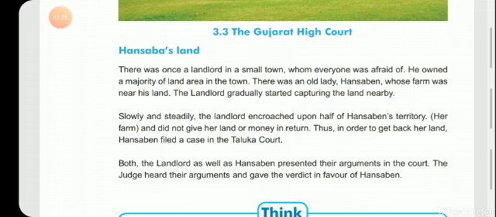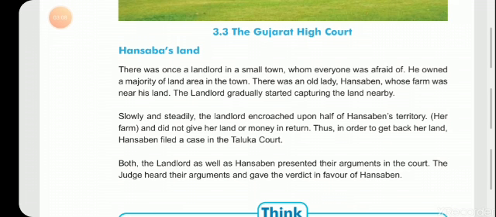Slowly and steadily the landlord encroached upon half of Hansaben's territory, her farm, and did not give her land or money in return. Thus, in order to get back her land, Hansaben filed a case in the Taluka court. Now, what happened, slowly and steadily, the landlord encroached upon half of Hansaben's territory. Encroach means, क्या? जबरदस्ती से ले लेना. He has taken away, ज़बरदस्ती से बिना किसी हंसाबेन के नॉलेज के उनके फार्म को ले लिया.